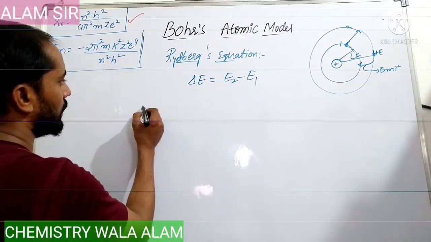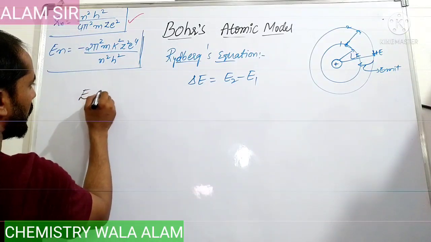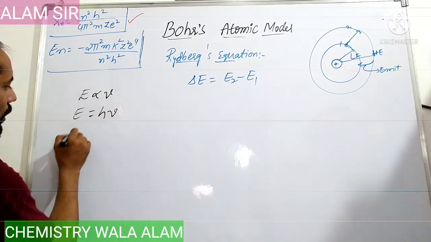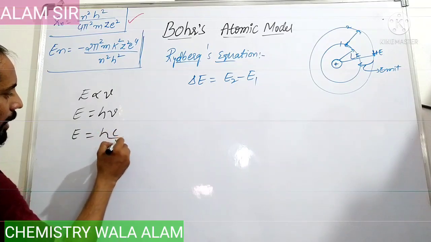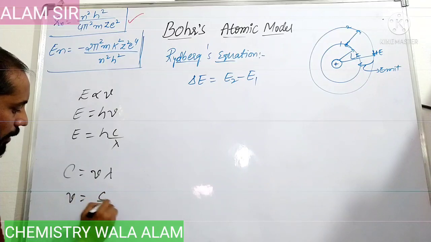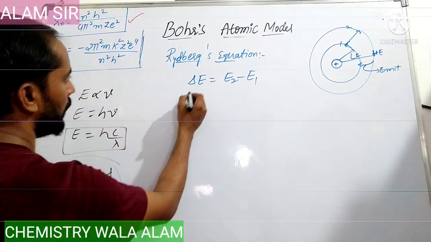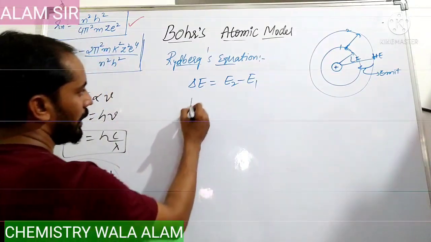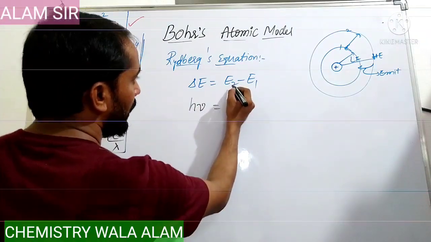According to Max Planck, E is directly proportional to nu, so E equals h nu. Here nu can be written as c by lambda, because c equals nu lambda. So E equals hc by lambda. Instead, the change in energy, delta E, can be written as h nu or hc by lambda, which equals E2 minus E1.